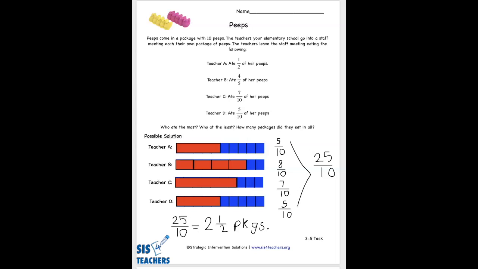And so I explained out my 10 pieces and put a red block over how much they ate to show how much was left. It's also a really great extension of this task to ask how many they ate and how many there are left. So teacher A ate 5/10.